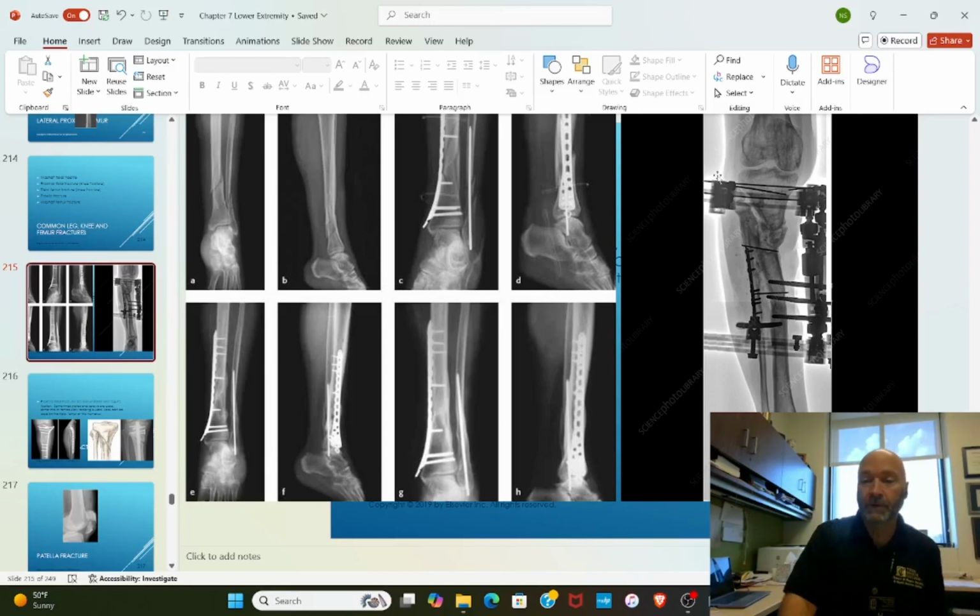So what they'll do is they'll run some pins through what's left of the patient's bones and try to align the fragments up the best they can, run the plates and screws through it, and this then becomes the supporting structure of the bone. And they'll leave these in place until the bone heals well enough that they can remove those and the bone becomes the stability again.